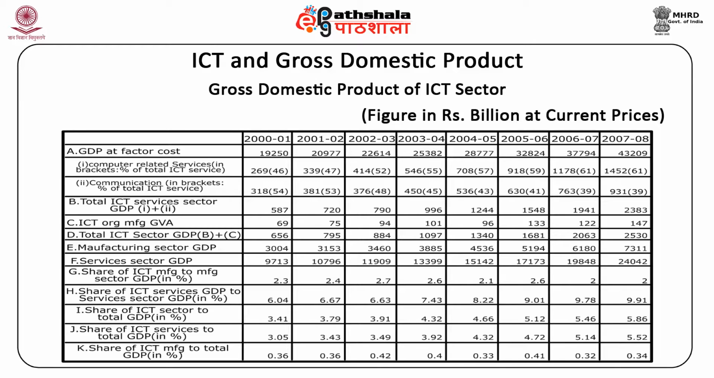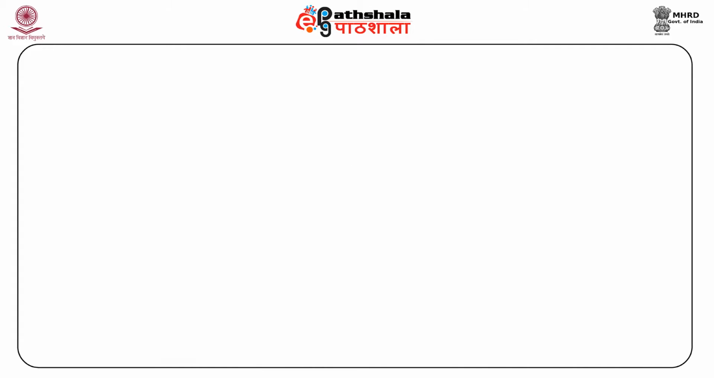The share of the ICT sector to total GDP was 5.86% during 2007-2008, while it was only 3.41% for the year 2000-2001. If we look at the table, we will observe that the share of ICT services to GDP is also increasing over the years. The following table gives an account of GDP contribution within the ICT sector.